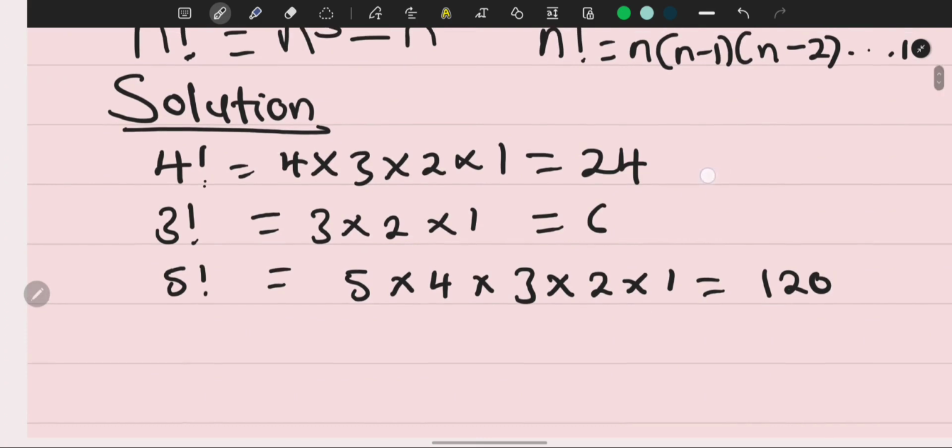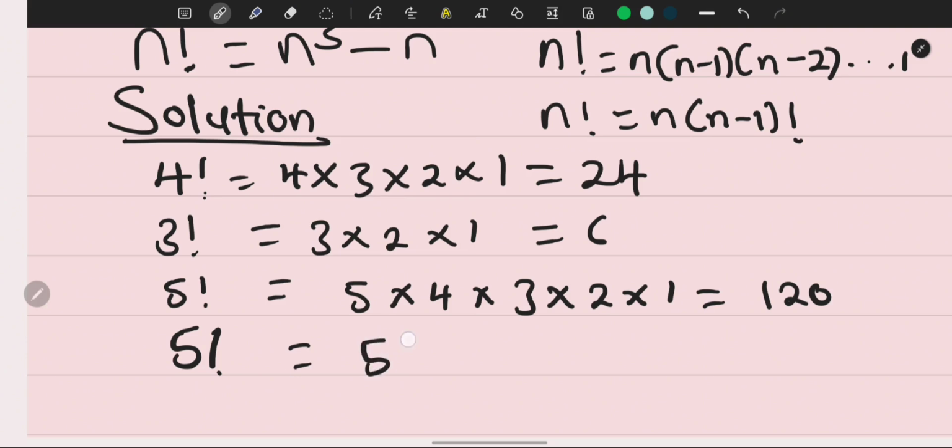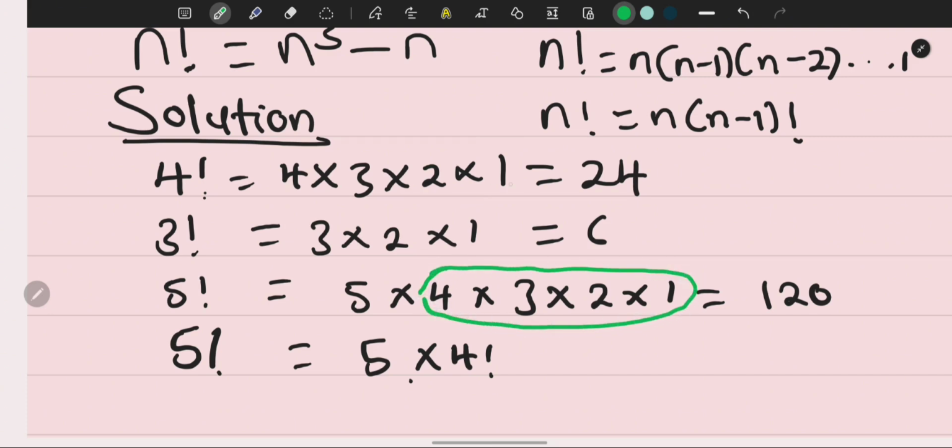Another thing we should understand is that n factorial can be written as n times n minus 1 factorial. You can decide to stop at n minus 2. So wherever you want to stop, you must put factorial on the last number, except if the last number is 1, or 2 probably. So 5 factorial can be written as 5 times 4 factorial. Why? Because we have the results for the whole of this already. What you have here is equivalent to 4 factorial. So that is why I can easily represent 5 factorial as 5 times 4 factorial. If that is clear, now we can move to the given question.